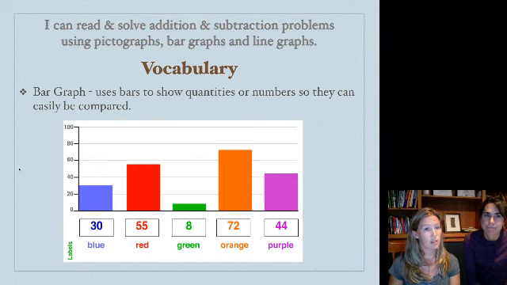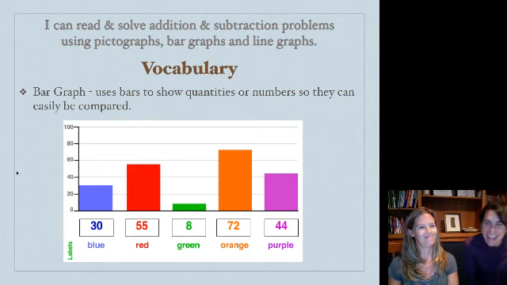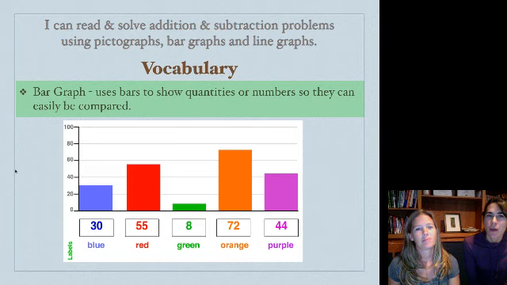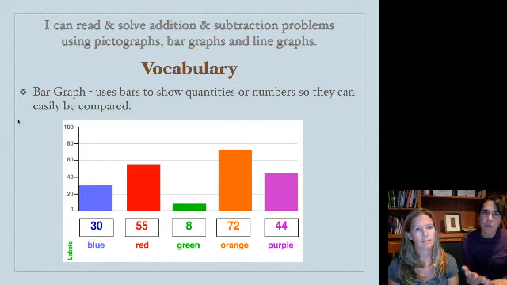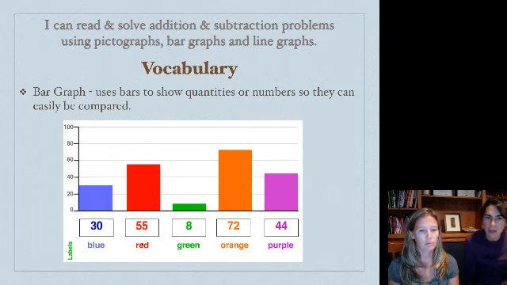The next type of graph is a bar graph. Bar graphs are used often when you want to compare and show different quantities of things. Once again, we want you to write this down. A bar graph uses bars to show quantities or numbers so they can easily be compared. And then once again, do a little sketch like this. I know in science class we made a bar graph when we did our M&M activities, so maybe think about that. Just a quick sketch though, so you can see the difference between a pictograph and a bar graph.